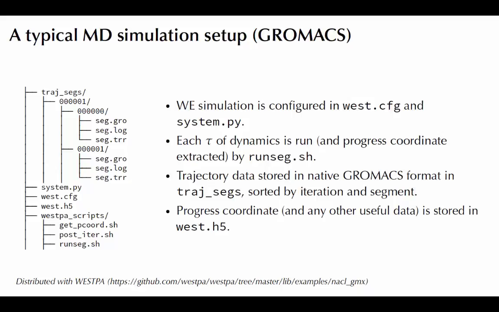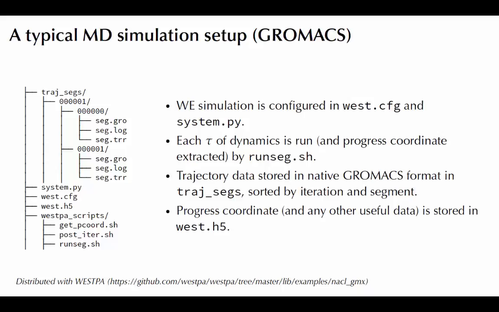A tau worth of dynamics is run, and then the progress coordinate is extracted by this little script that's packaged called runseg, for run a trajectory segment. We'll go over that this afternoon as well, but WESTPA hands this script information of where do I find my starting point for a given dynamic trajectory, and where do I store my data as a result.